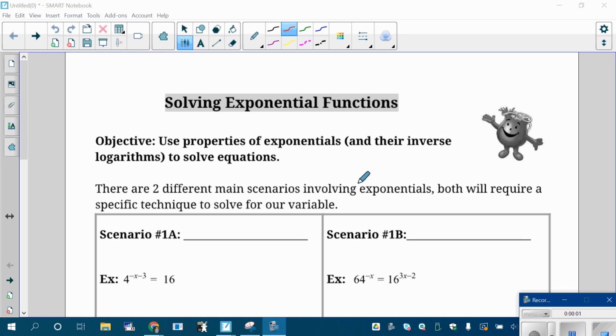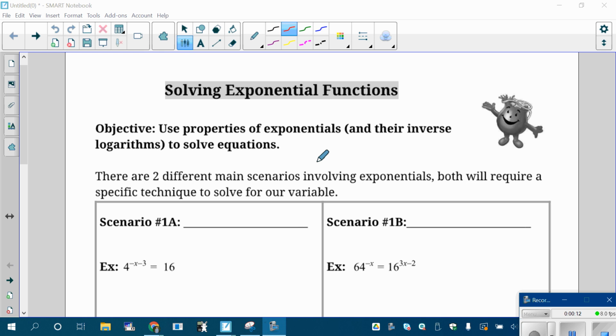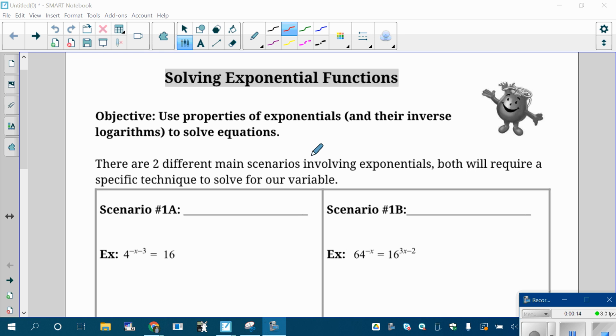Everybody, Mr. Covey here, and I'm going to go over with you guys how to solve exponential equations, okay? Keep in mind these are exponential equations in the sense that the variable is in the exponent. That's why they're exponential equations.